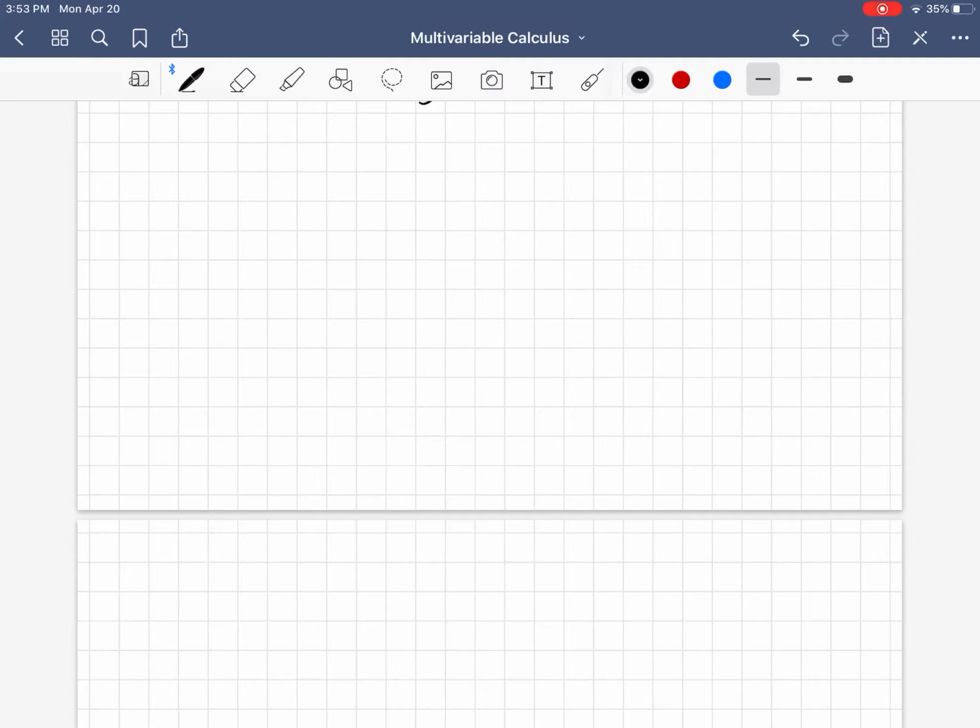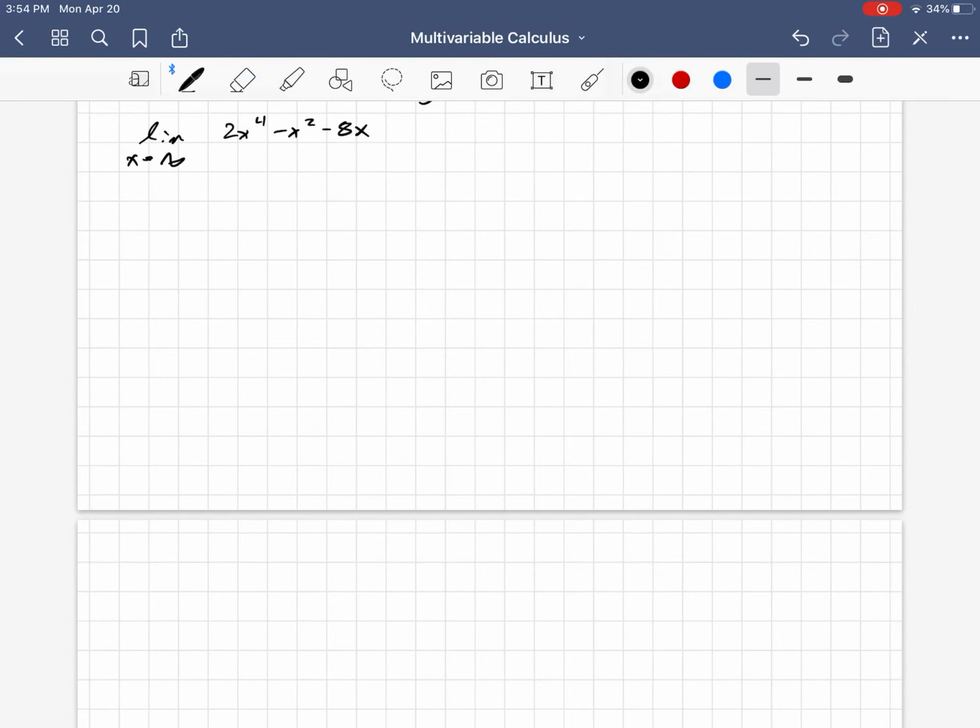Okay, so we're going to be dealing with some limits at infinity, and I'm going to be hopefully alleviating some confusion from your Algebra 2 class, from some things that you have just kind of taken for granted in Algebra 2.